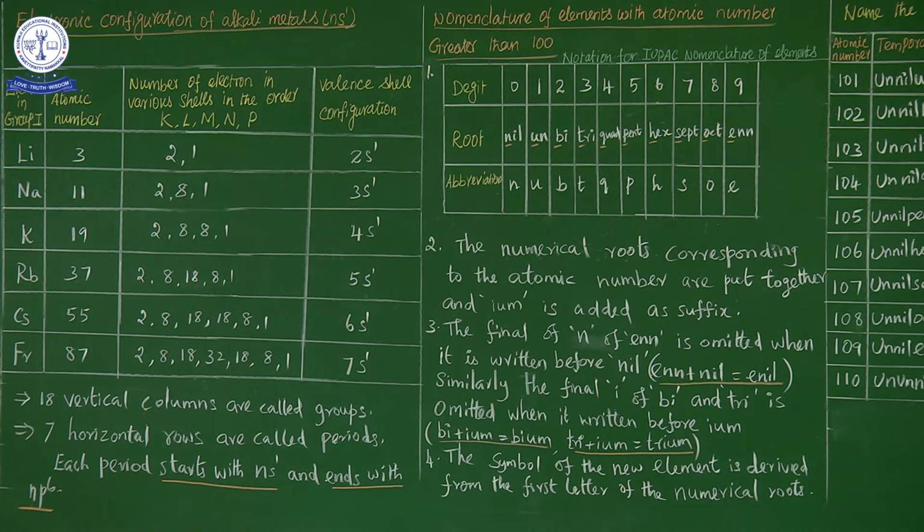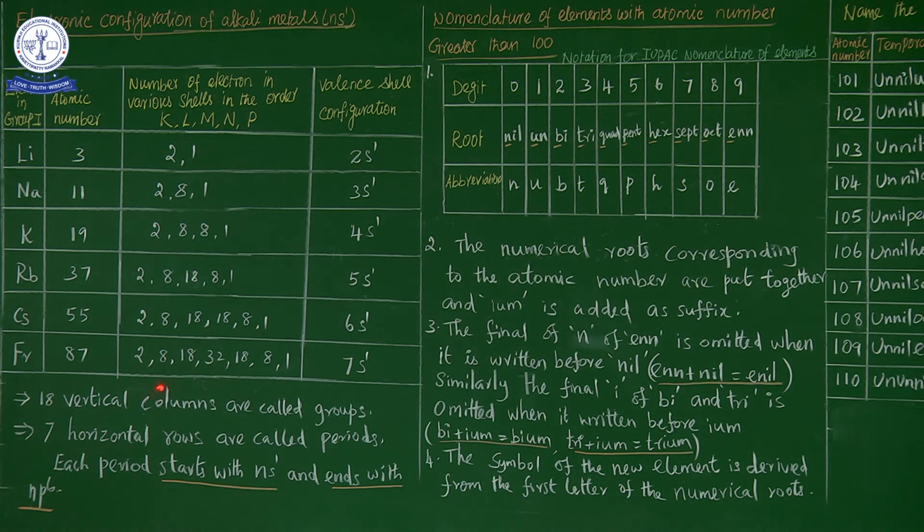You would have seen the periodic table in 10th class, given in colour. There are 18 vertical columns, and those 18 vertical columns are called groups. And there are 7 horizontal rows, and those 7 horizontal rows are called periods. Each period starts with ns1 and ends with np6.